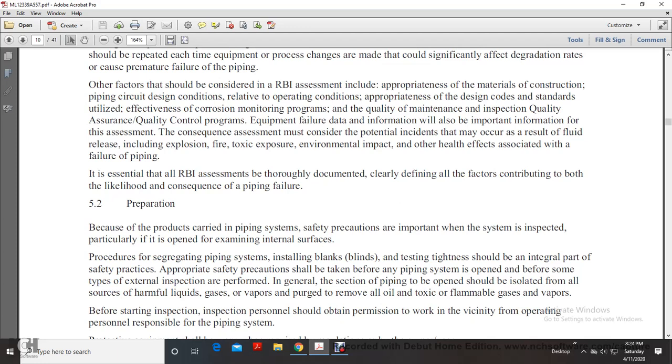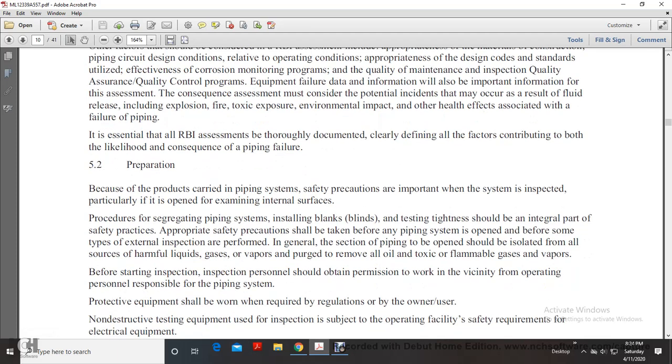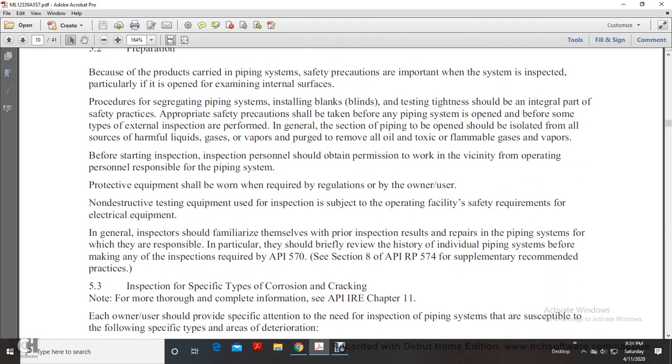Preparation for inspection: safety precautions are important for the system being inspected, particularly when opening and examining the internal surface. The procedure includes segregating the piping system, installing blanks or blinds, and testing tightness, which should be an integral part of the safety procedure. Appropriate safety precautions should be taken before piping systems are opened and before some types of external inspection are performed. In general, the section of pipe to be opened should be isolated from sources of harmful liquid, gas, and vapor, and purged to remove oil and toxic or flammable gas and vapor before starting inspection.